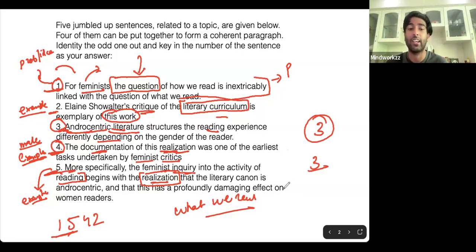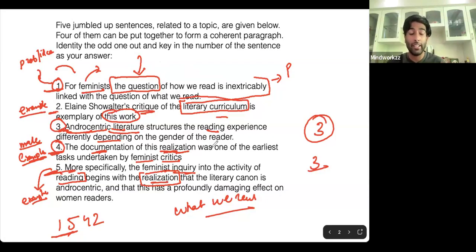You try to fit this at the start. Androcentric literature structures the reading experience differently on the gender of the reader. For feminists, the question of how we read is inextricably linked with the question of what we read. More specifically, the feminist inquiry into the activity of reading begins with the realization that the literary can blah, blah, blah.